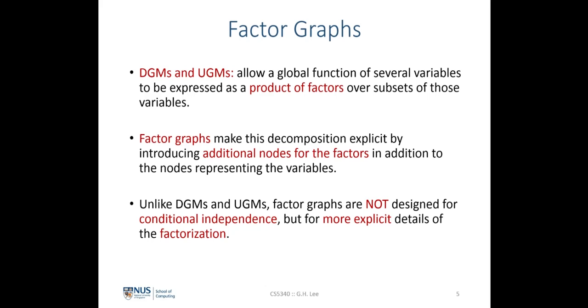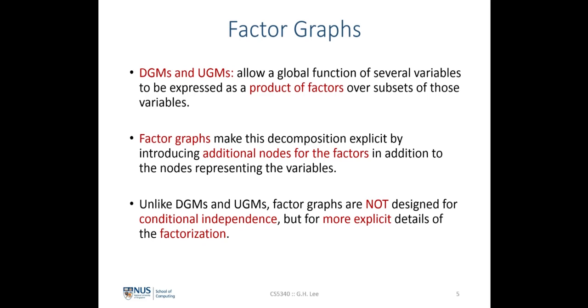However, we also saw in the chapter on undirected graphical models that the parameterization or this factorization is not unique given an undirected graphical model. We saw that we can make use of the Hammersley-Clifford theorem as well as the canonical parameterization, and both are correct factorizations but in a different form. And today we'll look at how factor graphs can help us resolve this ambiguity by making this decomposition explicit.